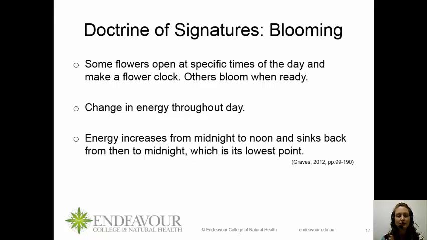Blooming is another interesting one. Blooming during the day versus blooming at night. If it blooms at a particular time, there are some flowers, for instance, that will only bloom at 11 o'clock, and that is very specific to that flower. There are some flowers that only bloom at night, and they have a very specific scent because they're trying to attract a specific moth, for example.